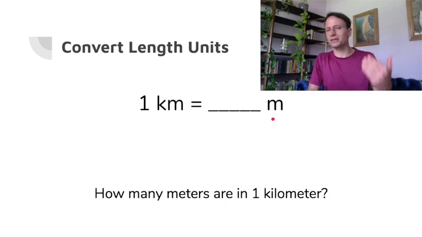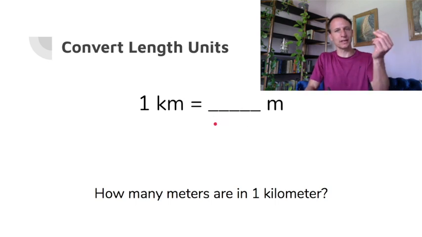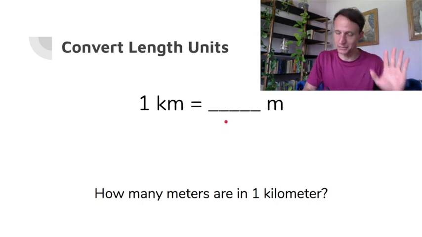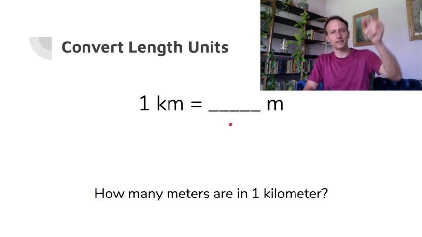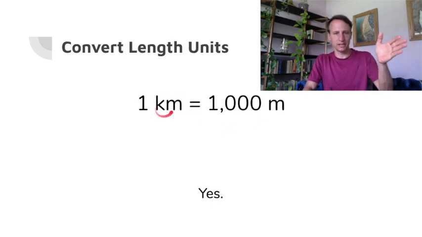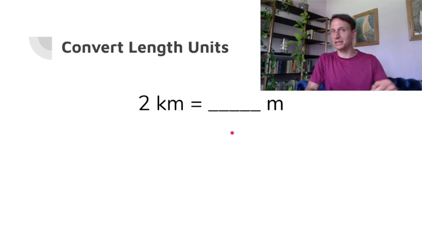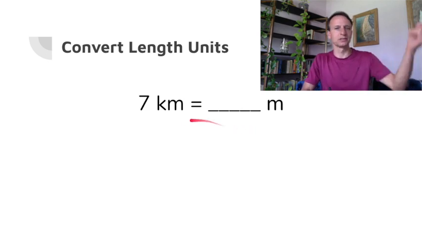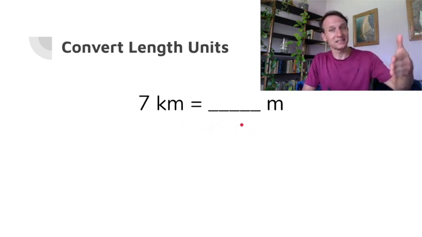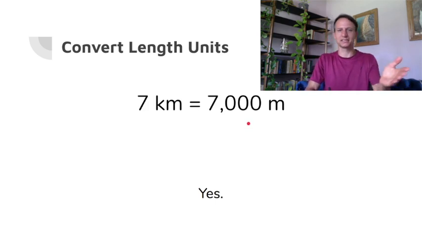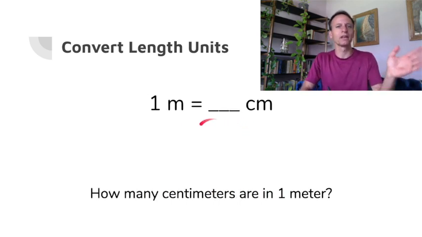How many meters are in 1 kilometer? So remember that kilo prefix means 1,000, so 1 kilometer is 1,000 meters. So that K means 1,000. All right, so 2 kilometers then would be 2,000 meters. 3 kilometers would be 3,000 meters. 7 kilometers would be 7,000 meters. What? My slides are out of order there. Somebody fix that. Okay, let's go to meters.